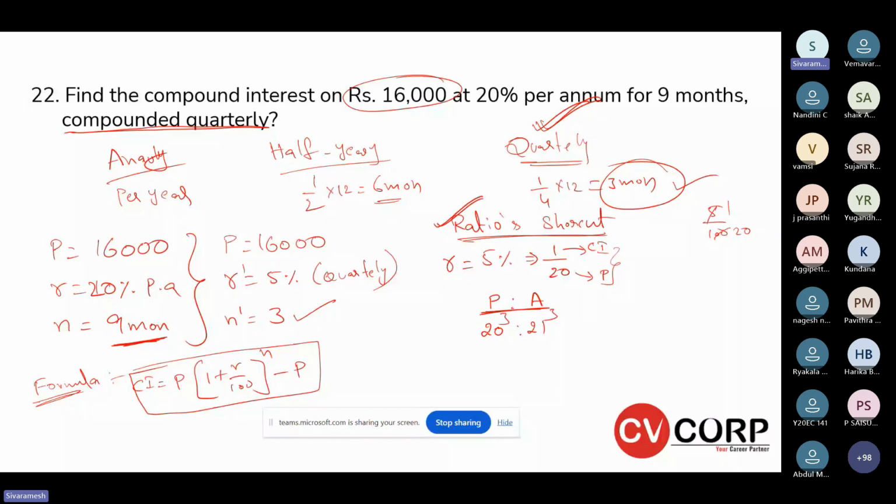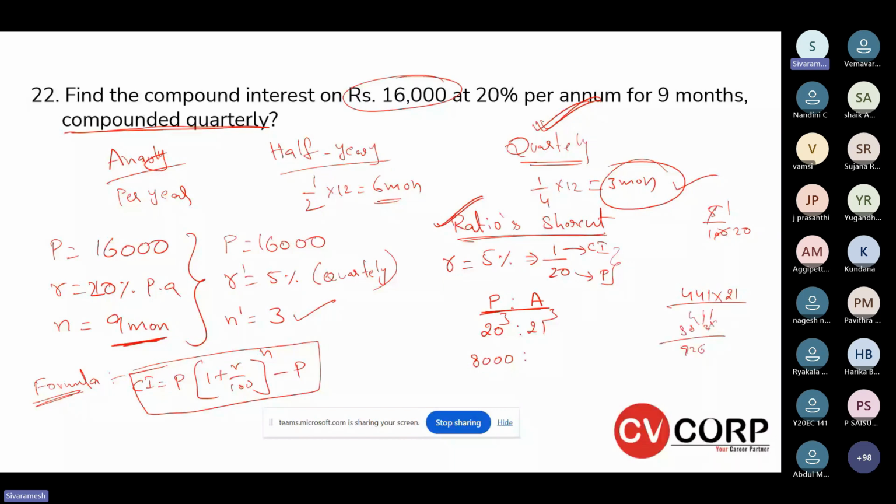21 cube value: 21 square is 441. 441 again multiplied by 21 gives 9261. Okay, so I can say that 9261.